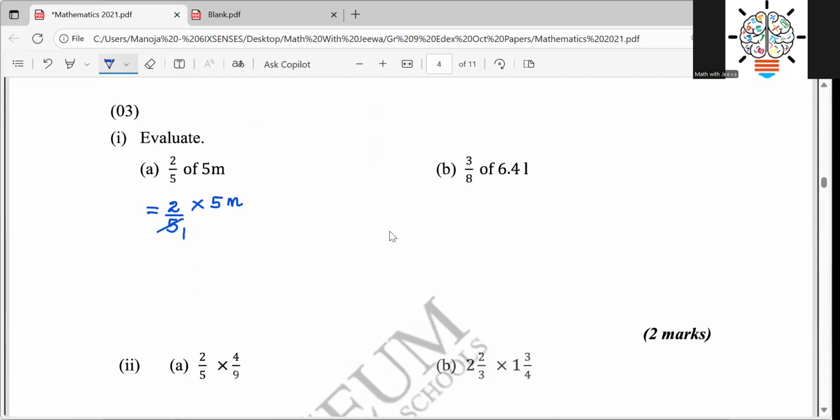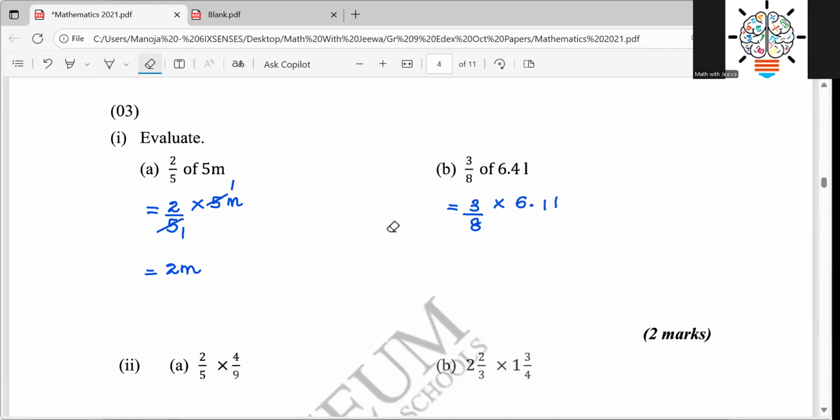So then this 5 times 1, this 5 times 1, what will be the answer? 2 meters. Okay. And this one you have 3 over 8 of, which means multiplication, 6.4 liters. Here I don't think I can simplify the 6.4 with 8. So what I do, it is not 6.41, it is 6.4 liters, children. It is 6.4 liters. So then I convert this into milliliters.